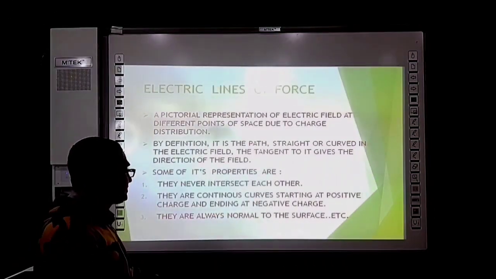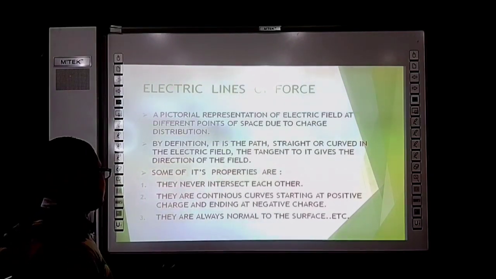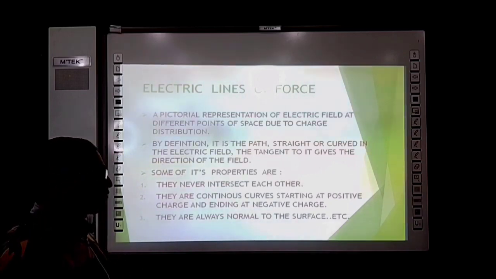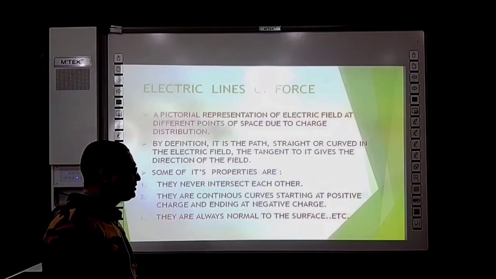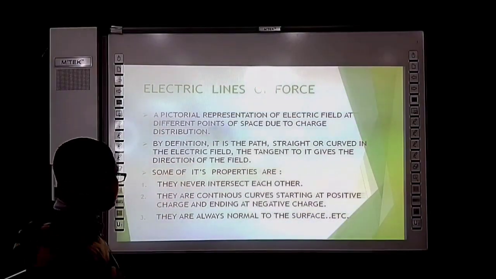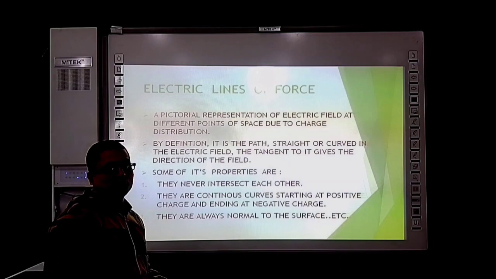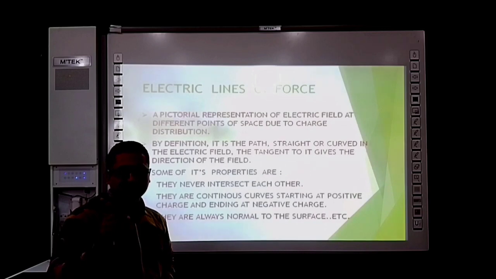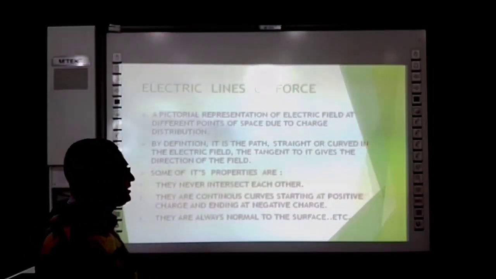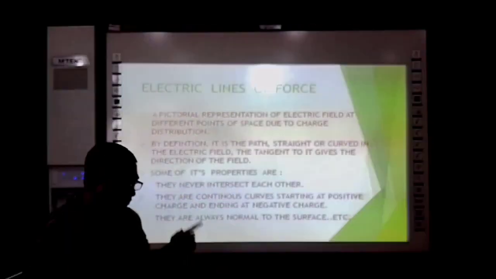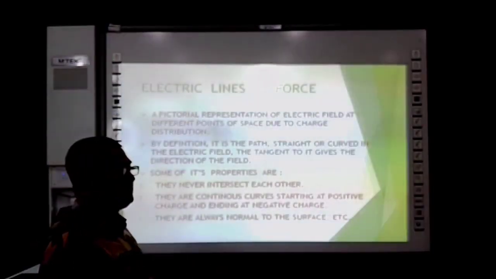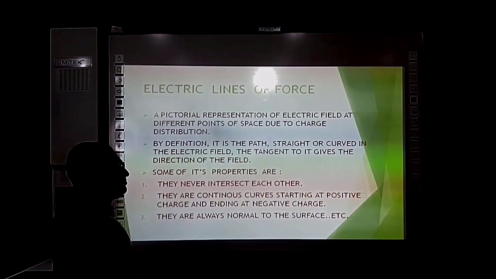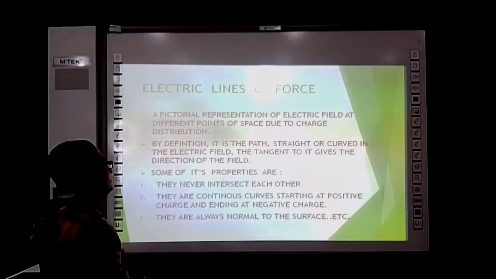Actually, what we do is that we want to represent the electric field at different points of space, and to do that, we do some pictorial representation, and that pictorial representation is nothing but the electric lines of force. So the definition is that it is a path which may be straight or curved in the electric field, such that the tangent to it gives us the direction of the electric field. Suppose I'm drawing some curve, and if I choose a point on the curve and draw a tangent at that point, that tangent will represent the direction of the electric field at that point. So this is the definition.